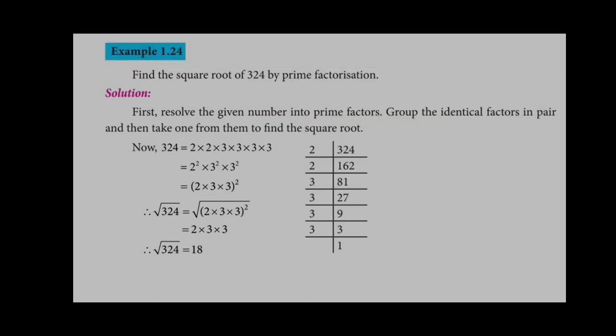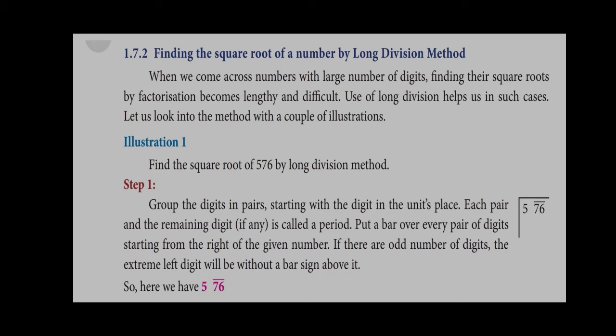So now finding the square root of a number by long division method. So this is very important, long division method. So listen carefully. Here one illustration is given. Why we are using long division method: when we have large numbers. If we have a small number we can use the prime factorization method. If we have a large number, we cannot use the prime factorization method, so we use long division. So this will be very useful to find the square root of the biggest numbers.